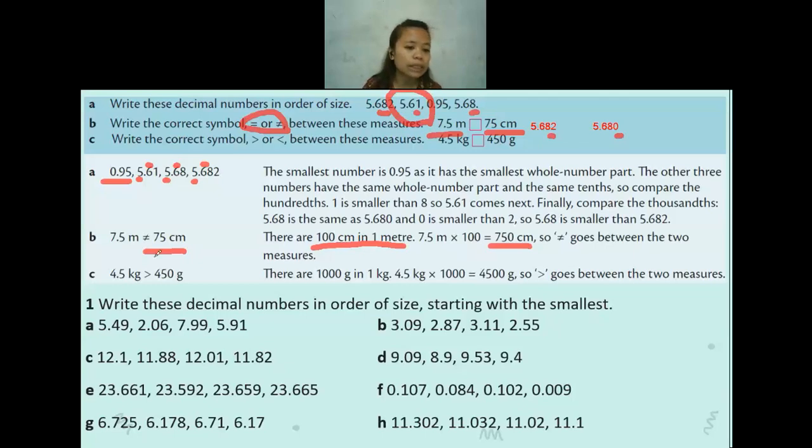For question C, we have 4.5 kg and also 450 gram. So this is, we can change the 4.5 kg.